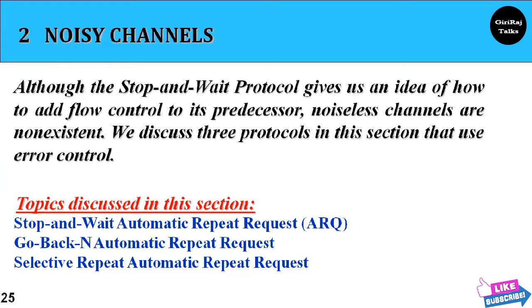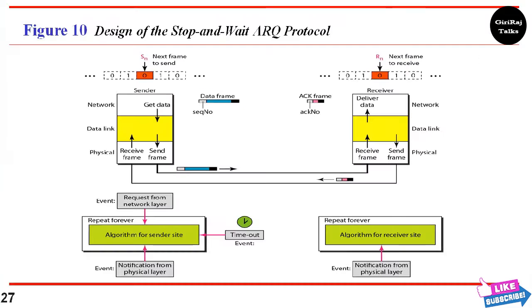The first protocol is the stop and wait automatic repeat request protocol. Our first protocol, called stop and wait automatic repeat request, adds a simple error control mechanism to the stop and wait protocol. Let us see how this protocol detects and corrects errors.